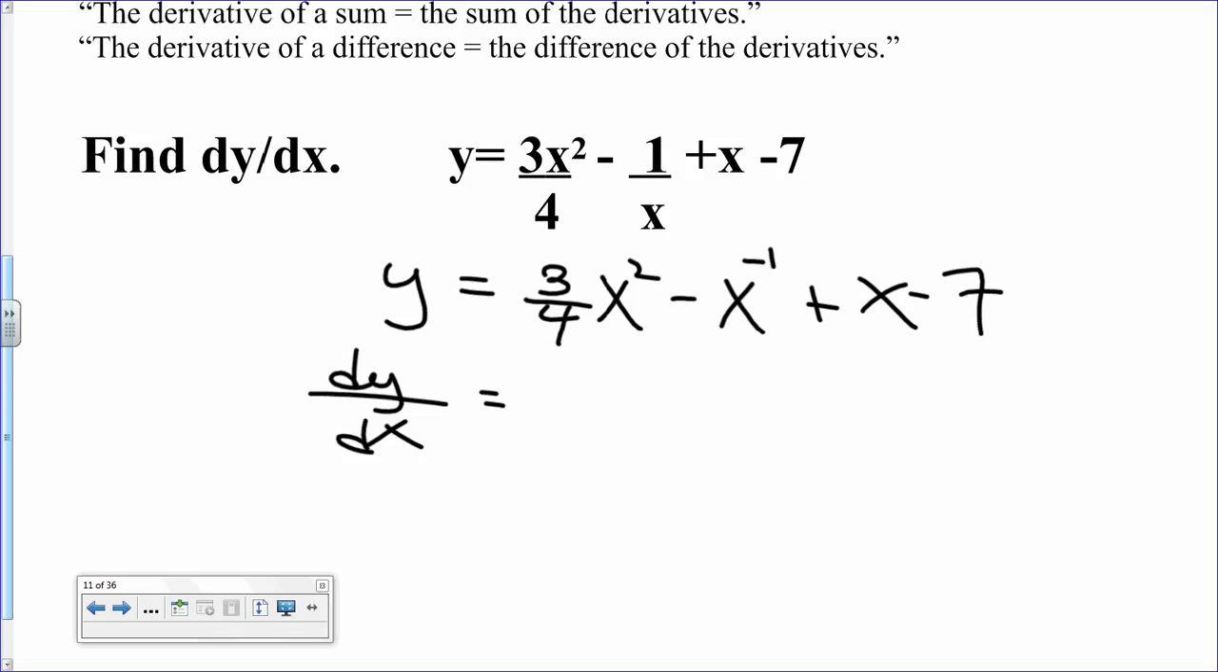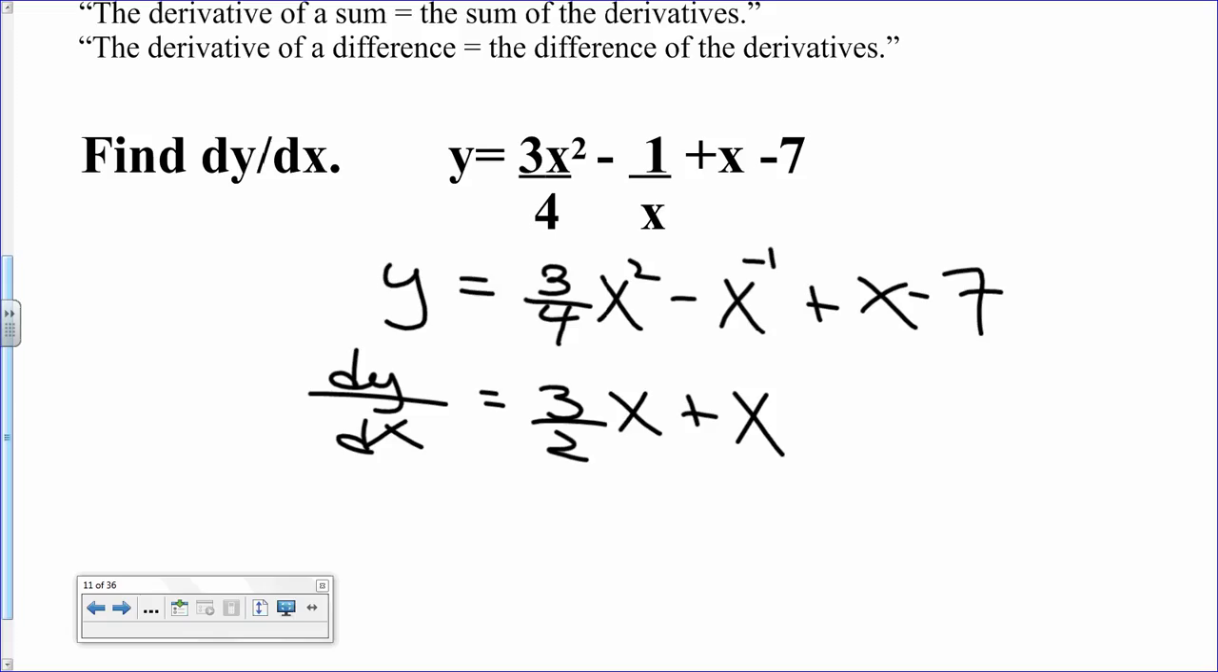Now, what's the derivative of 3/4 x squared? Cameron? Right, it's 3/2 x, or 3x over 2, either way, because 2 times 3/4 is 3/2. All right, next term.